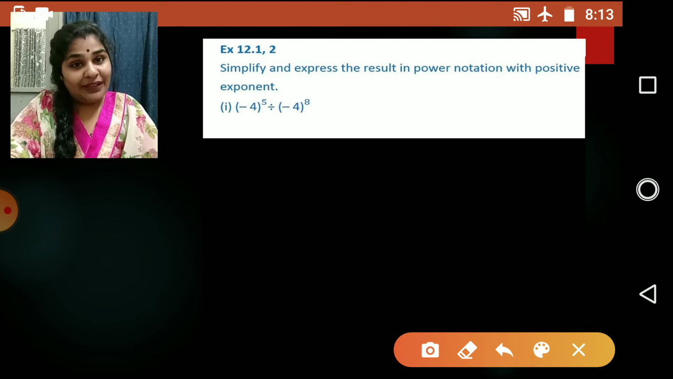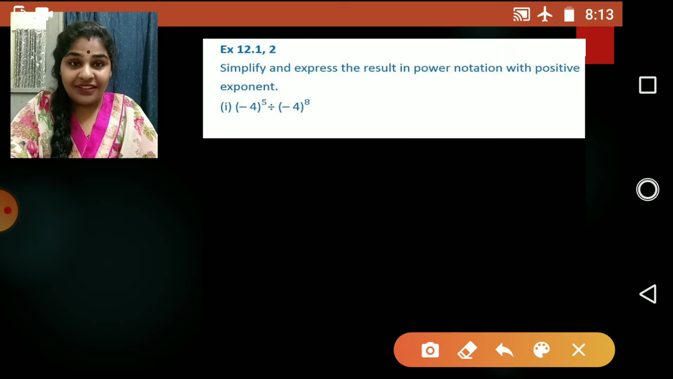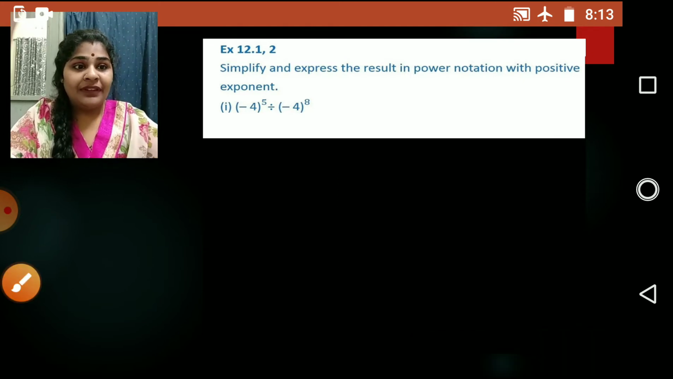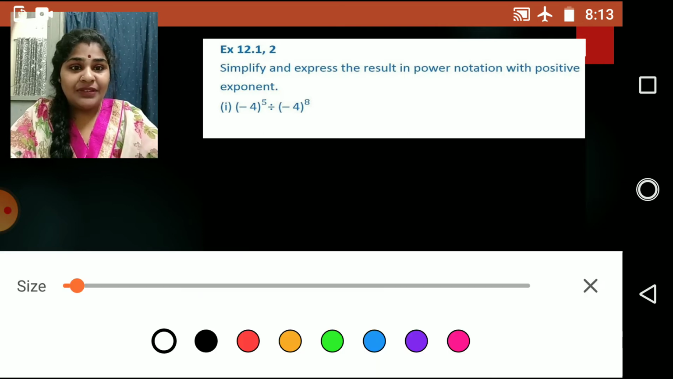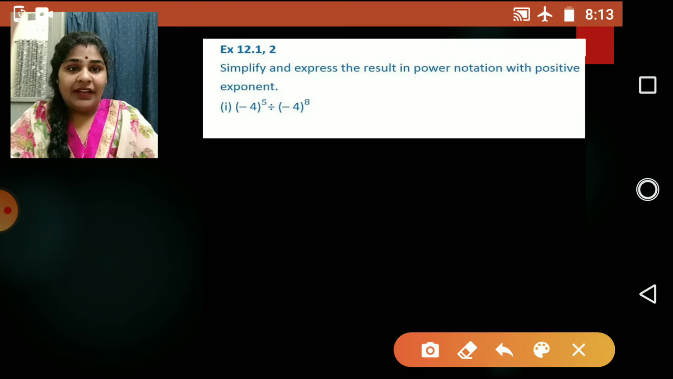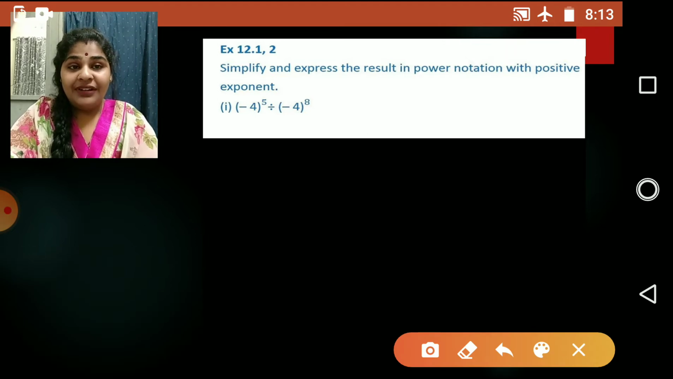So how to make the negative exponent positive? We have already used the law, right? So that you have to do now. So let us see what it is. The first sum is negative 4 raised to 5 divided by negative 4 raised to 8.